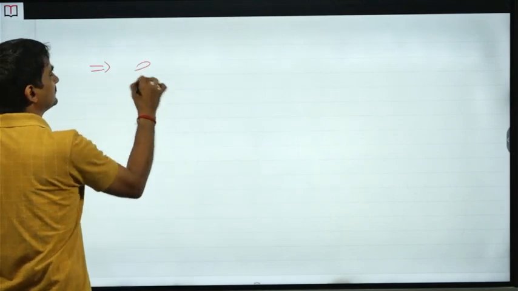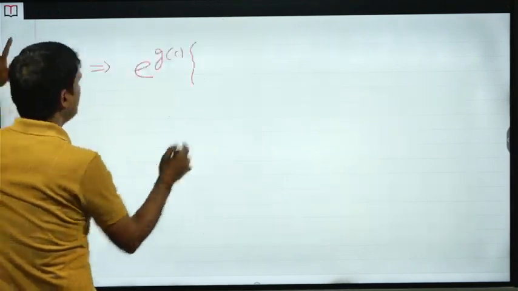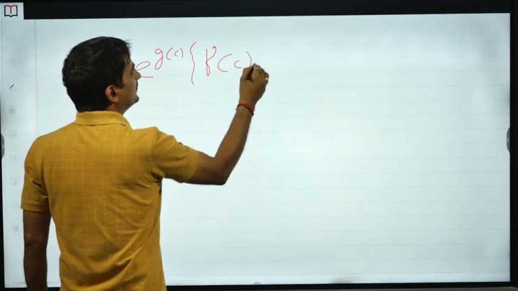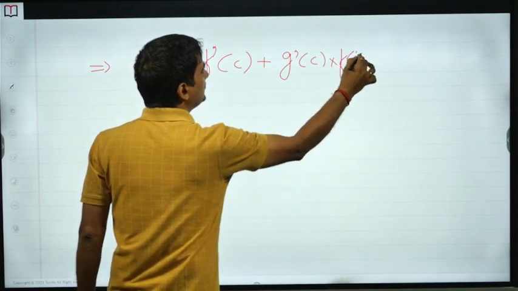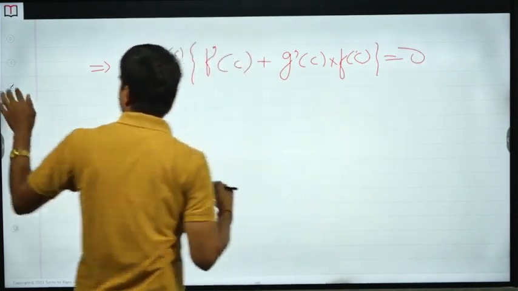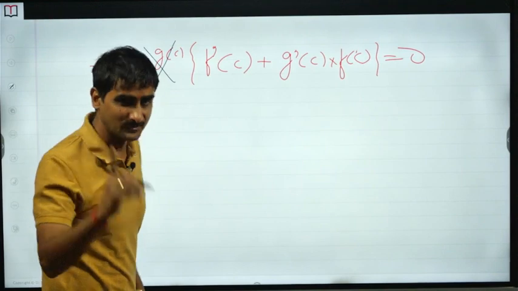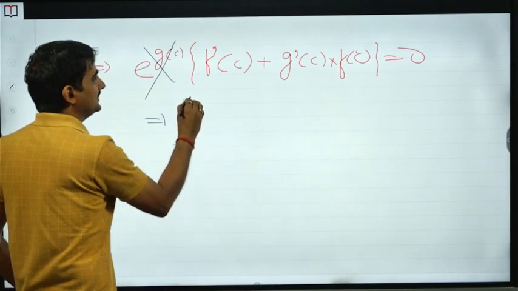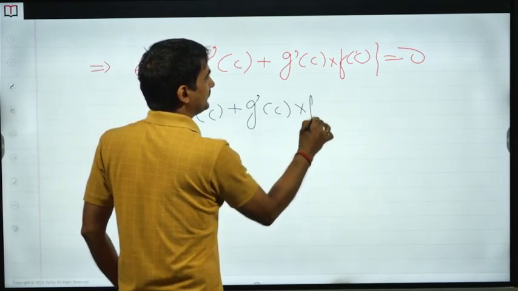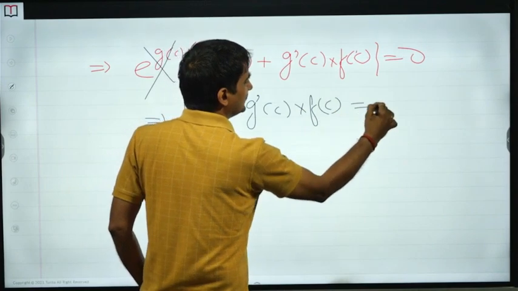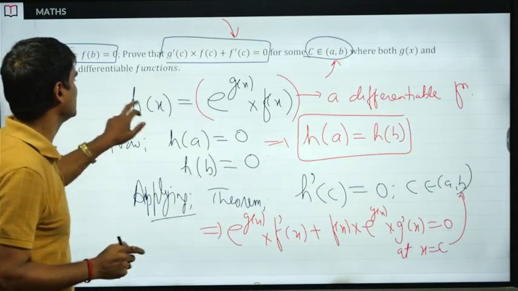So we get, you can take e raised to the power g(c) common, you then have f dash c plus g dash c into f of c equal to 0, since e raised to g(c) can't be 0. Exponential function is always greater than 0, so this implies the result, and that's it. See, the solution is very crisp, very simple. It involves very few steps, but thinking of this function is the key.